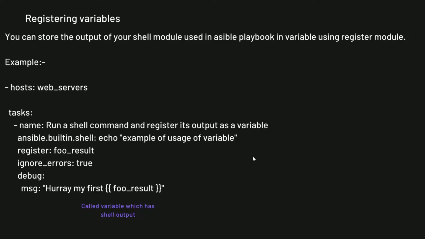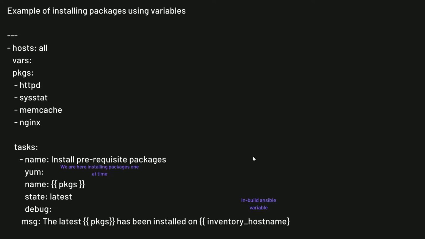Moving to another example, remember in our first slide we wrote a couple of tasks for the different packages to be installed, and there is a cleaner way to write that playbook by using variables, that is using a list variable. And that's what I have done by using the list variable called packets, and I am calling those packets using the yum module to get installed on my machine.